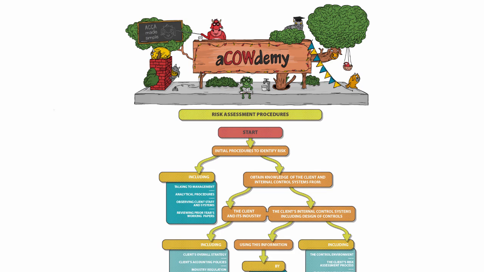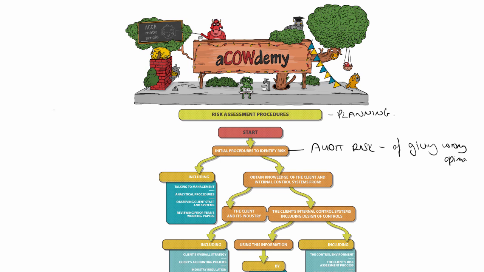So, risk assessment procedures. Remember, you will do these at the planning stage. Really important when we come to do planning, do the risk assessments. We want to identify risk, and we're trying to identify audit risk, and that's the risk of giving the wrong opinion. And why would we give the wrong opinion?